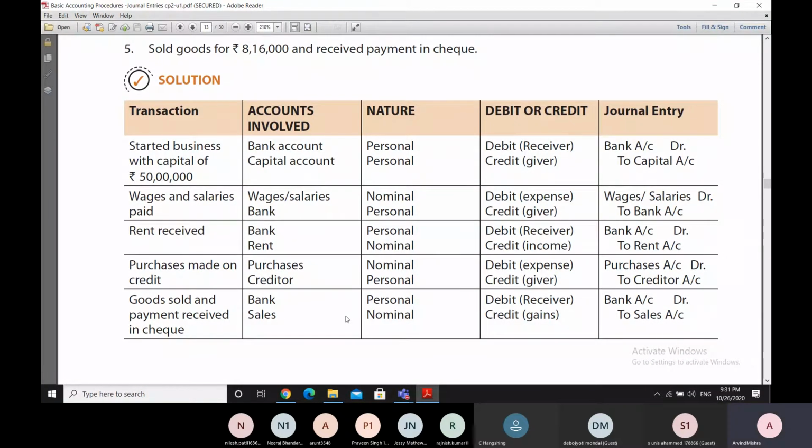Now supposing somebody makes a purchase on credit. So whenever a credit purchase is made, the accounts involved here are the purchase account and the creditor account. The creditor account is a personal account of the creditor and the purchase account is a nominal account because purchase deals with expenditure. So we debit the expenses and credit the giver.